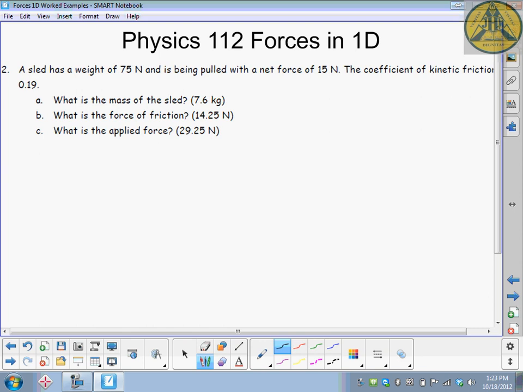So the question reads, a sled has a weight of 75 newtons and is being pulled with a net force of 15 newtons. You're given the coefficient of friction is 0.19 between the sled and the snow. So I'm going to look at it again, pick out some of the forces I have.